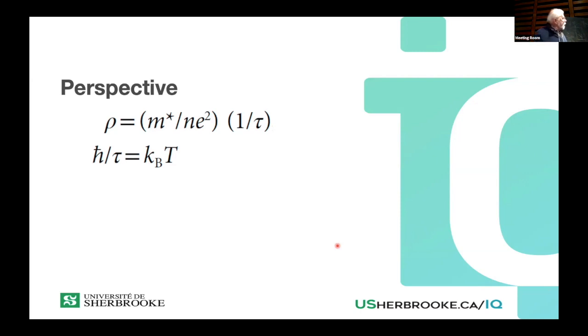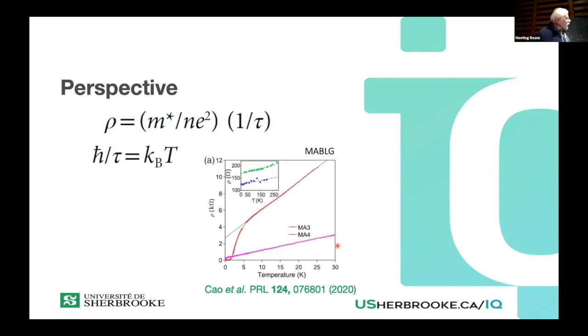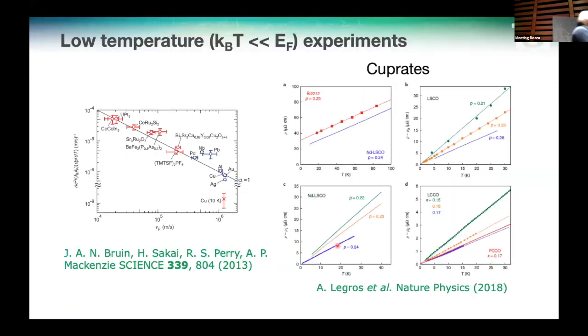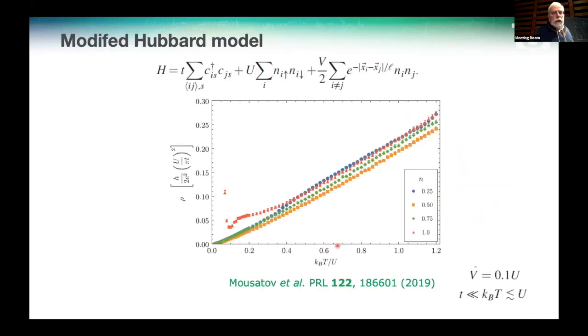Now, the perspective about this linearity: here I would like to point out that in magic angle bilayer graphene, the results quoted for the linearity temperature are in fact of the order of the Fermi energy. So these are really high temperature experiments, whereas in condensed matter, we're usually interested in very low temperature of that scale. So these are results on cuprates, and this is the plot I showed you before. k_B T is much less than the Fermi energy. So are there models that give that at low energy, low temperature?